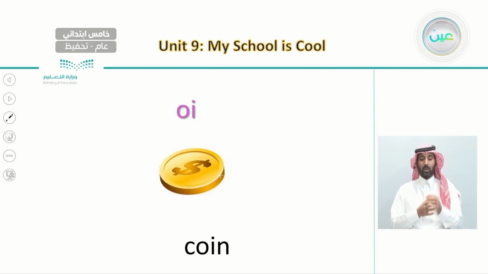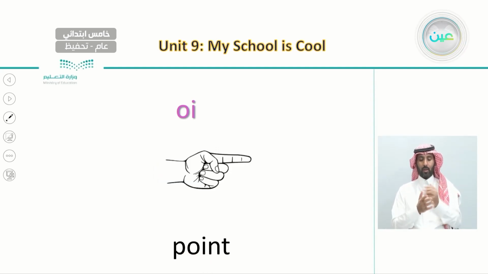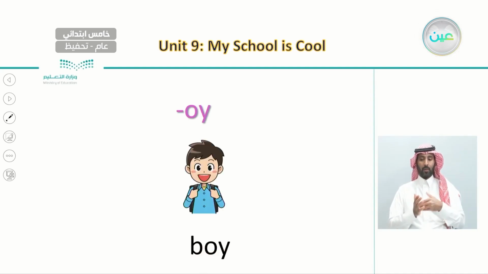Next we have words also with the sound of O and I, like the word coin. Coin. And here we can see the O and I in the middle. Another word with the same sound, which is point. Point, also with the sound O and I in the middle.